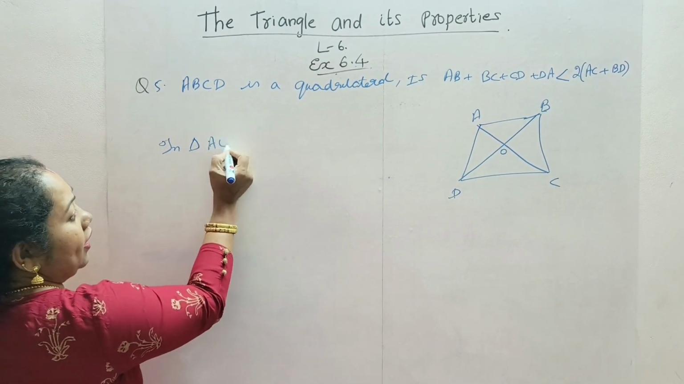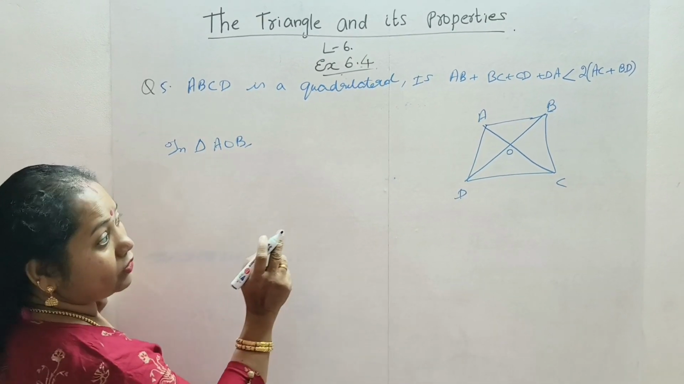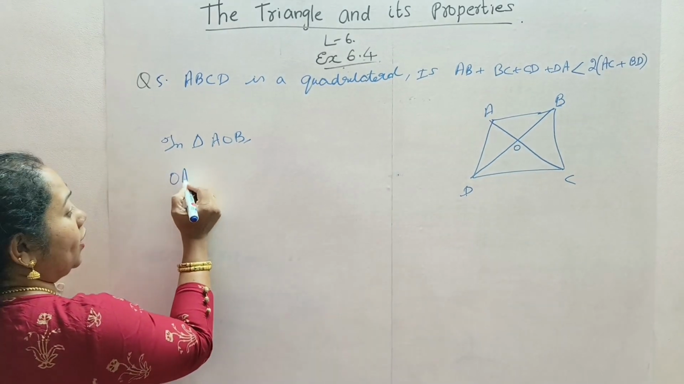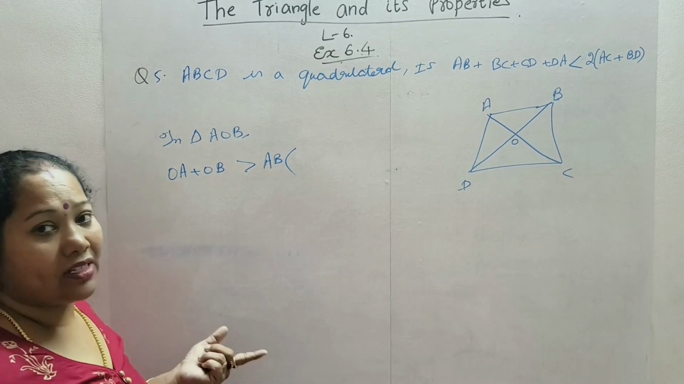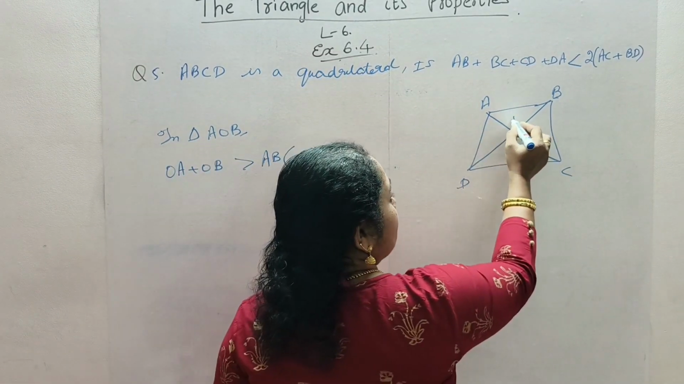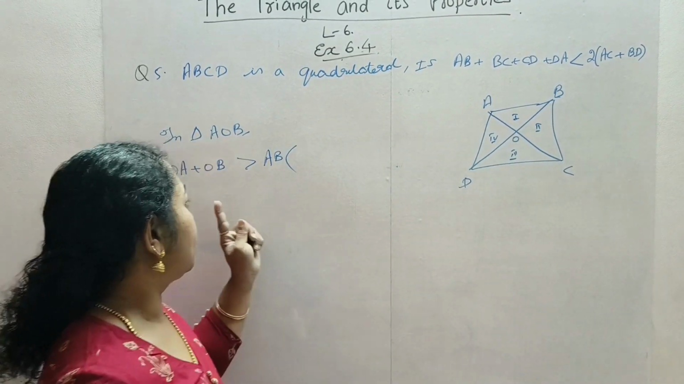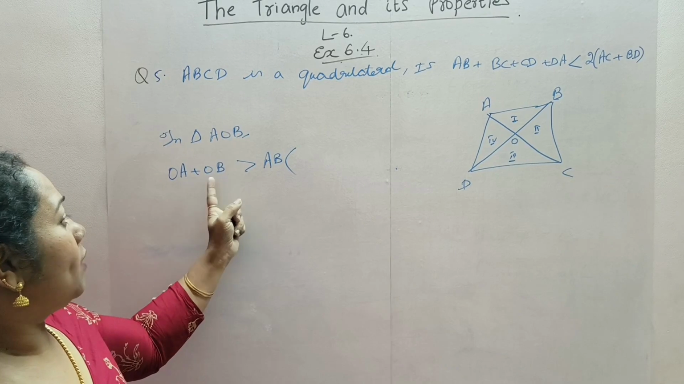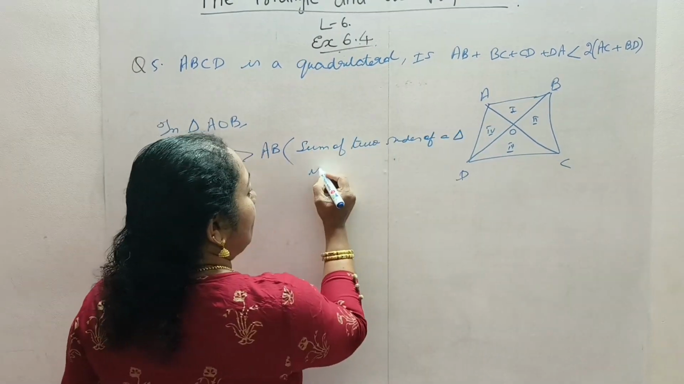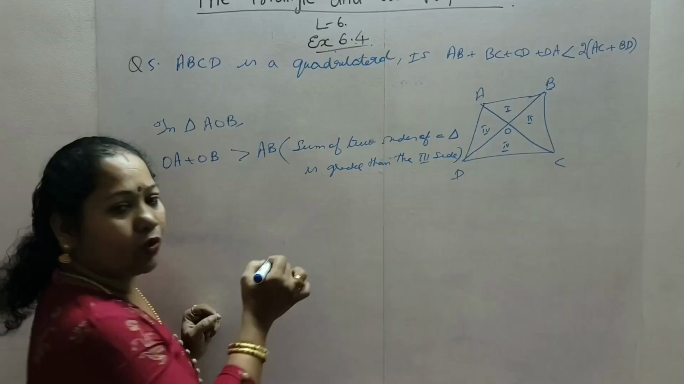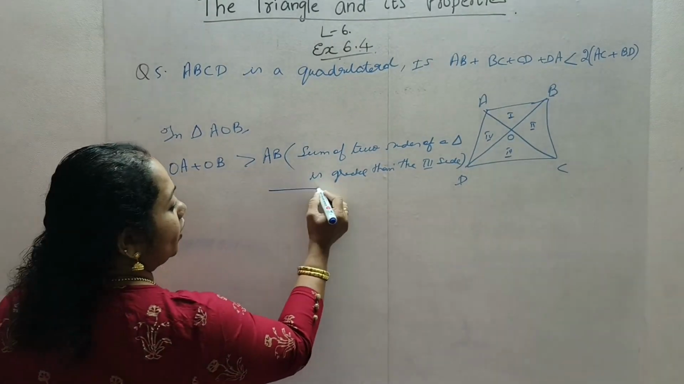In triangle AOB, what will we have to do? OA plus OB is greater than AB. Again the same thing in the first triangle, second triangle, third triangle and fourth triangle. In the first triangle AOB, OA plus OB is greater than AB. Sum of any two sides of a triangle is greater than the third side. So OA plus OB is greater than AB. That is equation 1.